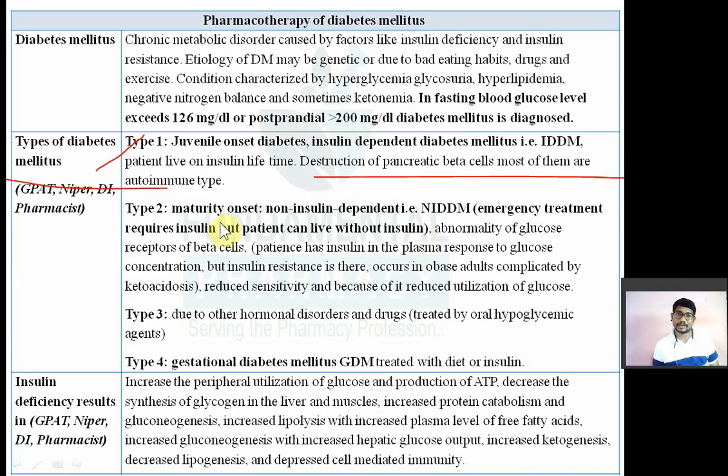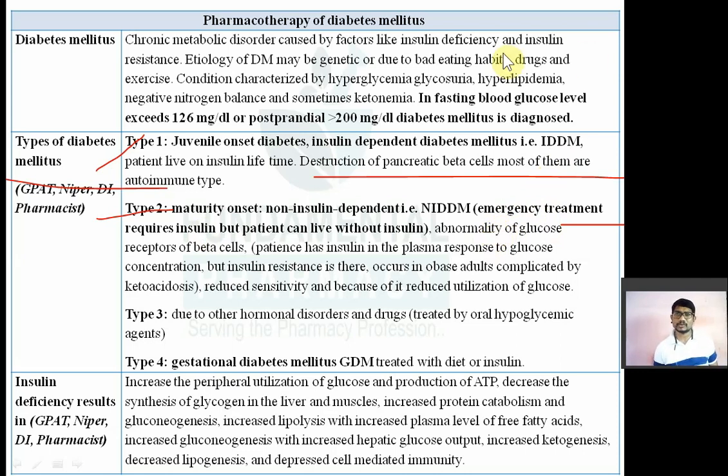Now type 2 diabetes is the maturity onset diabetes. It is also known as non-insulin dependent diabetes mellitus, NIDDM. IDDM means insulin dependent diabetes mellitus, and NIDDM means non-insulin dependent diabetes mellitus. As the name indicates, this kind of diabetes is not dependent on insulin. The patients suffering from type 2 diabetes are not dependent on insulin.